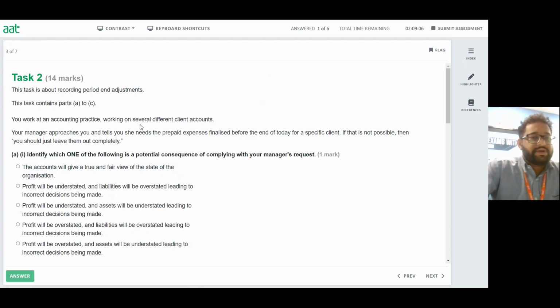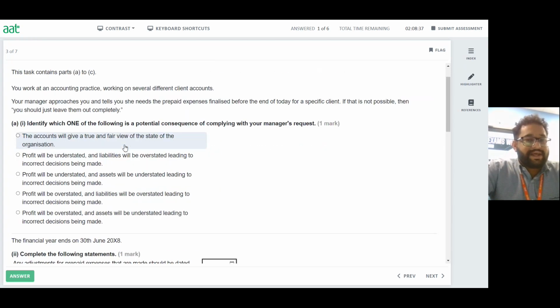Task number 2 is about recording period-end adjustments. This task contains parts A to C. You work at an accounting practice, working on several different client accounts. Your manager approaches you and tells you she needs prepaid expenses finalized before the end of today for specific clients. If that is not possible, then you should just leave them out completely. Straight away, we have a problem because there is a problem with that request.